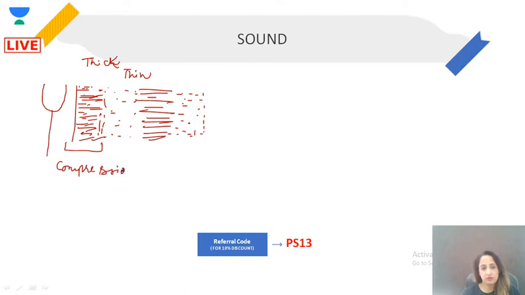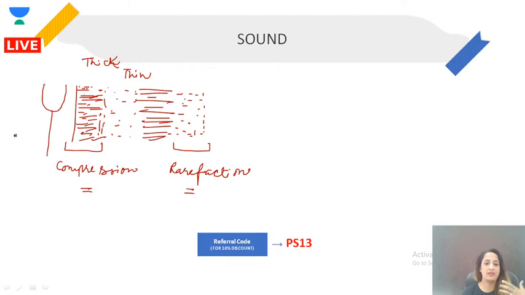So this could be a 1-mark question. And where they are loosely packed, that is called rarefaction, right? So we have compression and we have rarefaction. Compression is where they are very tightly packed. Rarefaction is where they are not very tightly packed. They have less density, right? This alternate compression, we represent compression by C, and we represent rarefaction by R.